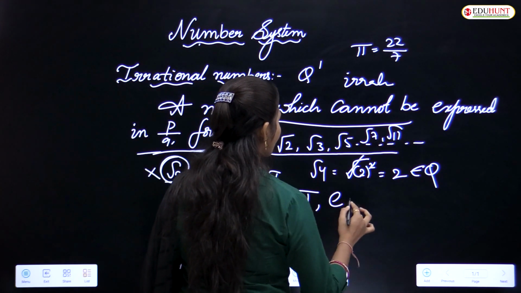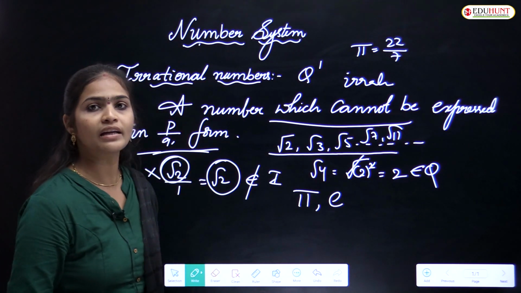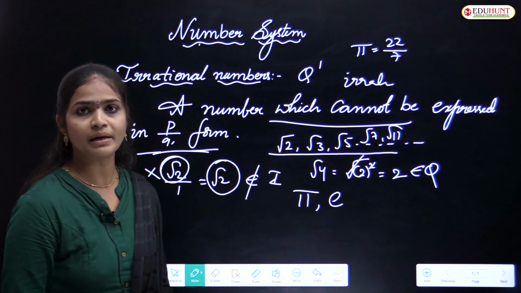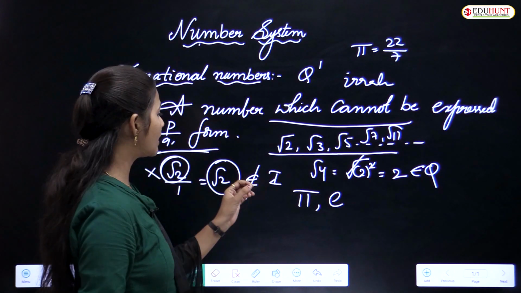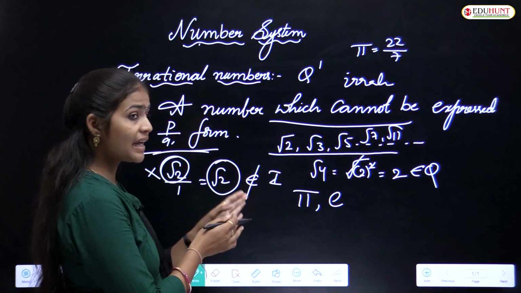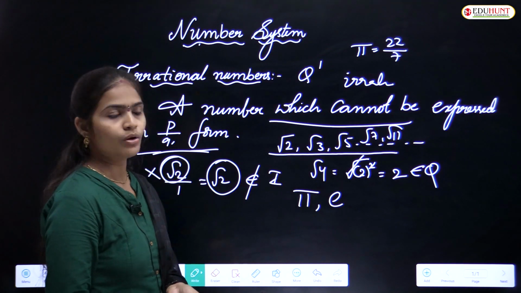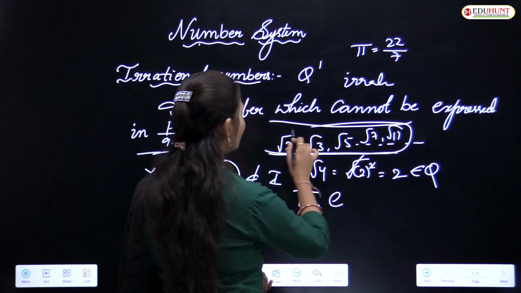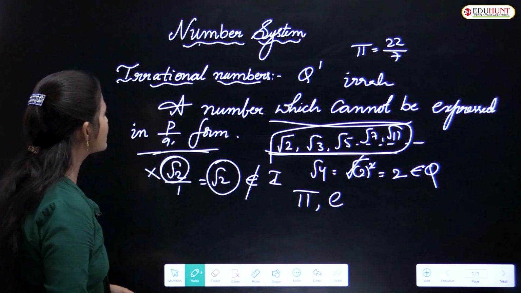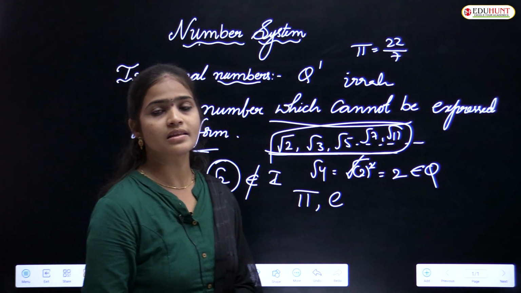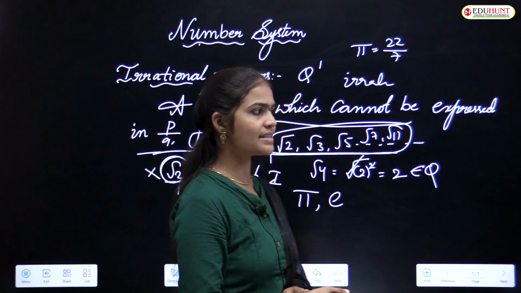Next, e. E is equal to 1 point something. The value of e also cannot be expressed in p by q form. So pi and e, these two are very important things, just keep them in your brain. Pi and e are always irrational numbers. And the leftover are root 2, root 3, root 5, root 7 and so on. So this is about irrational numbers. After irrational numbers, we will discuss real numbers.